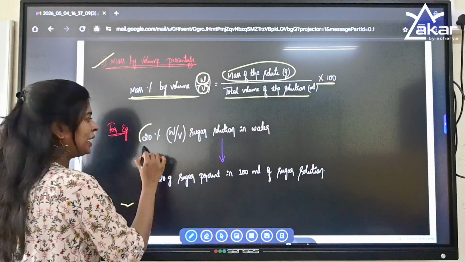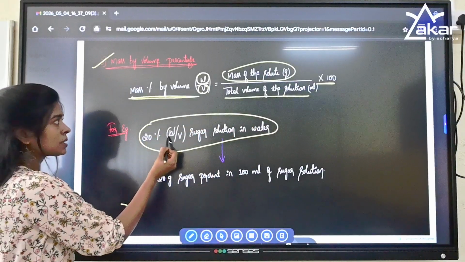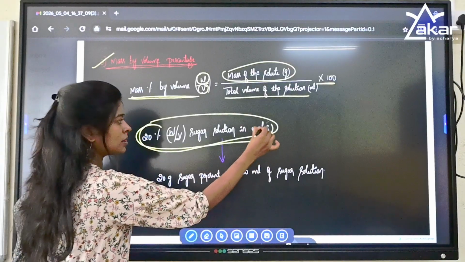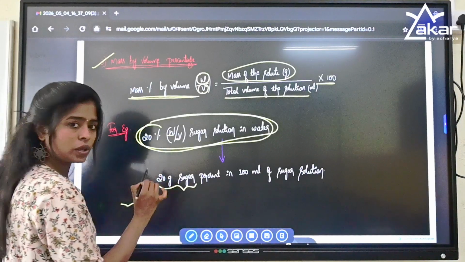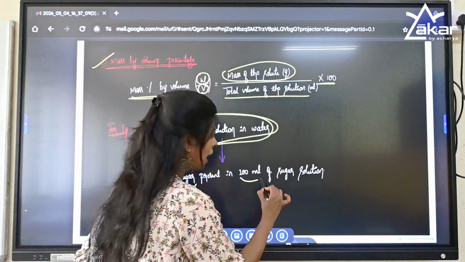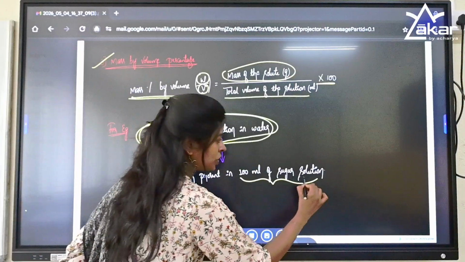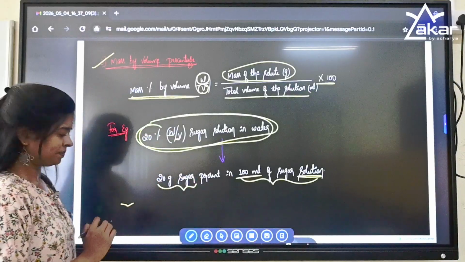Example, 20% of sugar solution in water. Mass by volume. Please concentrate here. 20% of sugar solution in water. That means 20 grams of sugar which is present in 100 ml of sugar solution. I am using a word called solution, so I am using here 100 ml.